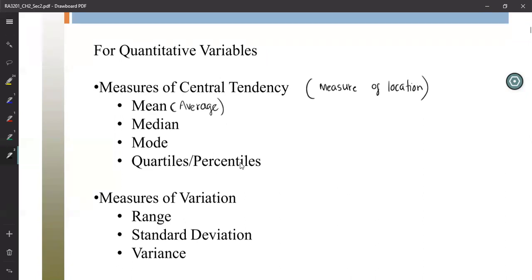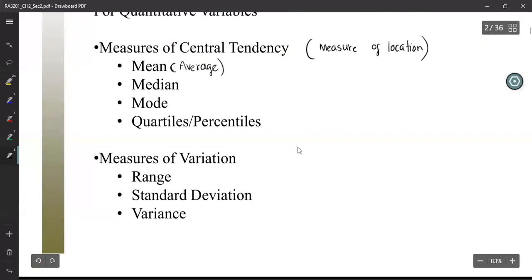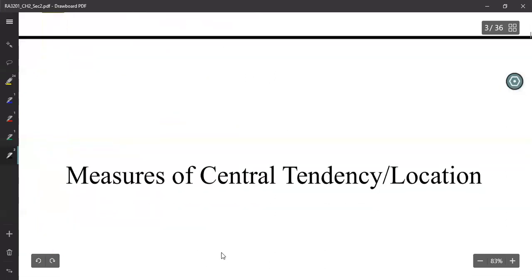So we'll look at them one by one and see the calculations, and then try to compare them. Later we look at the measures of variation. We will talk about the range, standard deviation, variance, and depending on the quartiles and percentiles, we have also something called the interquartile range. So let's look at all these measurements in detail.